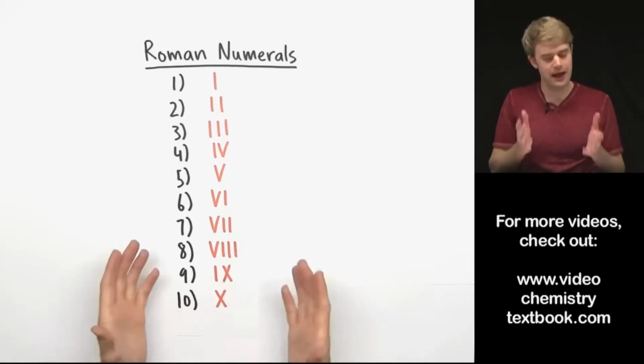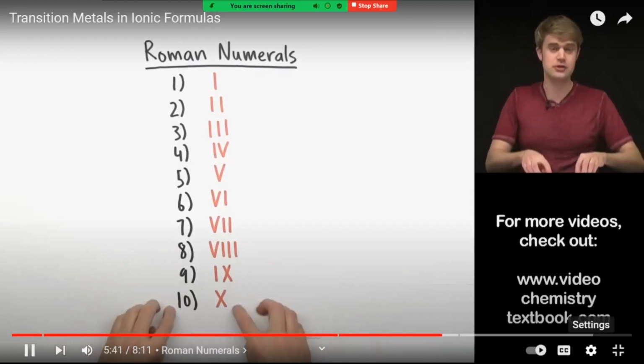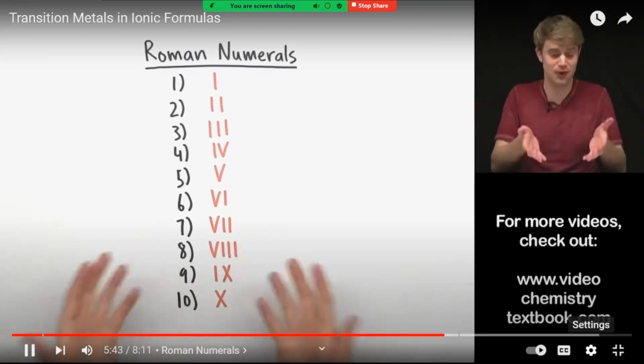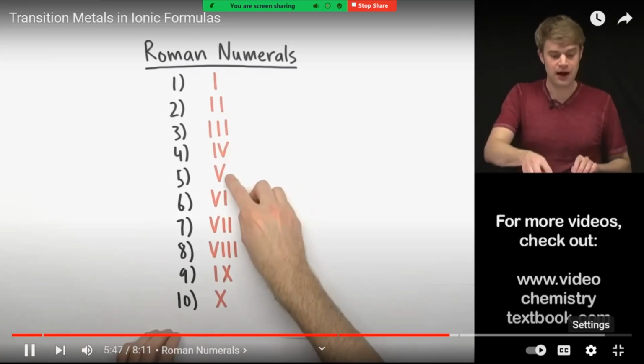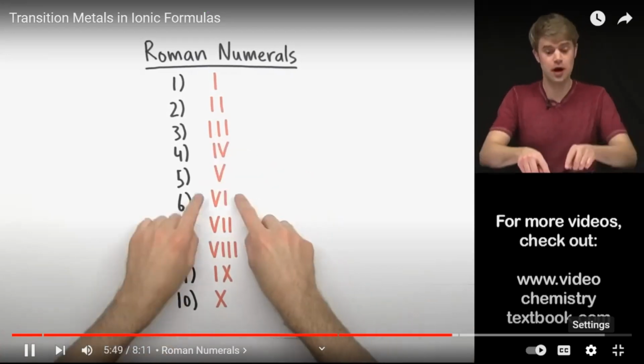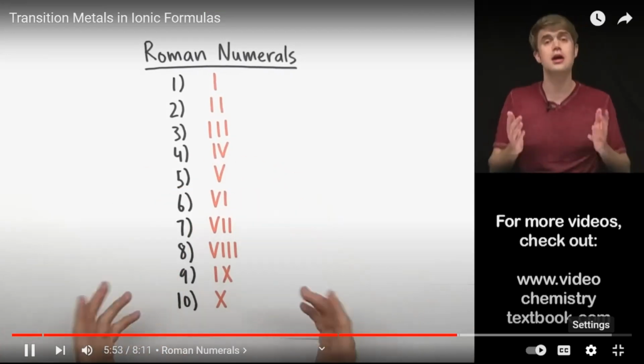Now, it's very unlikely that you would run into an ion that had a charge of 8, 9, or 10, but hey, this might just be useful to keep in mind anyway. Nonetheless, 4, 5, and 6 tend to be quite common ionic charges, so you want to be sure to know how to write these numbers in Roman numerals.